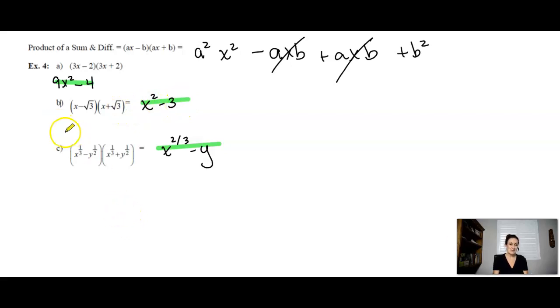Looking at C, just as a reminder, when you do first times first, we have rational exponents. So you add the exponents together. So what's 1/3 plus 1/3? 2/3. Some of us miss that. Outside insides cancel. When you multiply last times last, a negative times a negative is going to stay negative. And then what is a half plus a half? It's a whole, and that's where you get y.